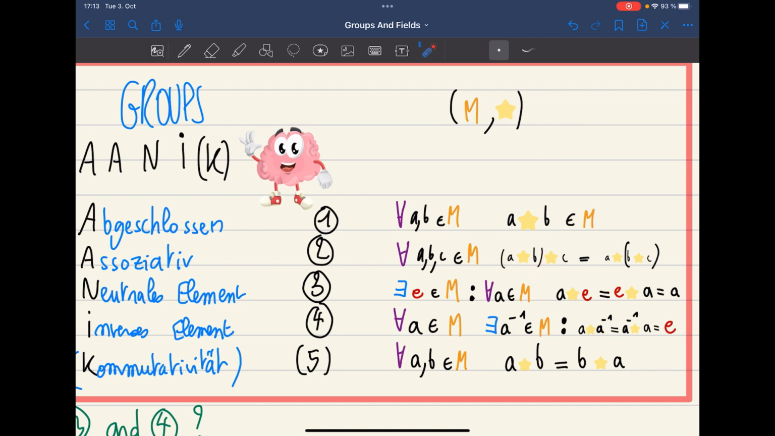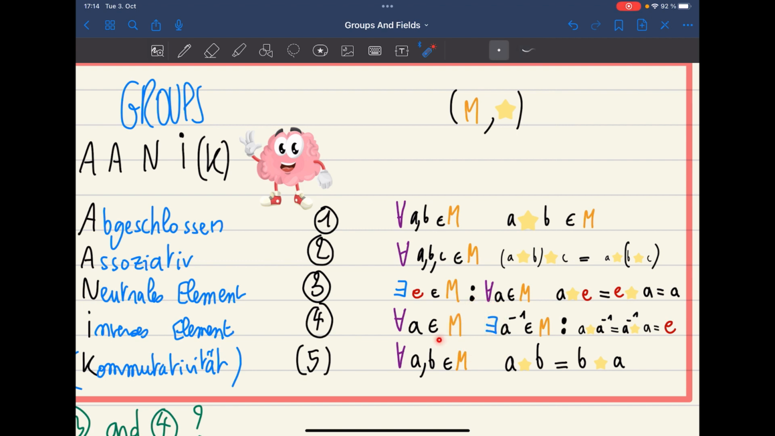3 and 4 are more interesting. The neutral element is an element of the set, so that for all A of the set, when you apply the operation between A and the neutral element, you keep A. So it doesn't change A. The inverse element is an element which depends on A. Here we have an element for all A. Here it depends on A. So we call it A minus 1. This is just a notation. It helps to think of it as 1 divided by A.